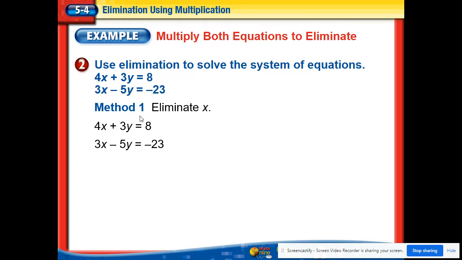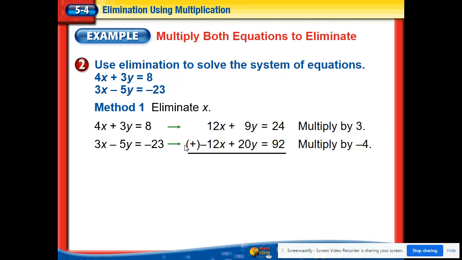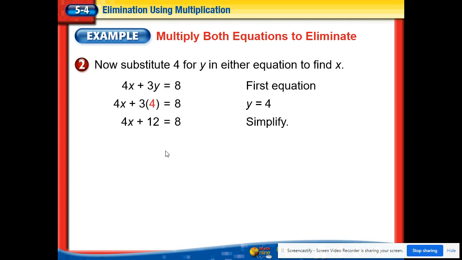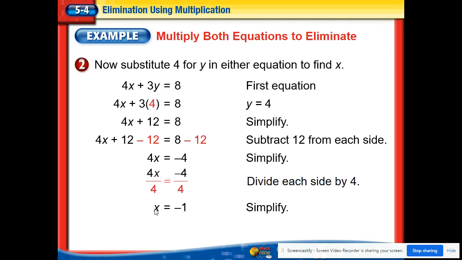So method 1 would be to eliminate the x's, and they're going to show you both methods here, just so that you can see that they're going to be the same. So if we're going to eliminate the x's, that's got to go to 12. What do I have to multiply the top one by? I have to multiply by 3. What do I multiply the bottom one by? 4 to get to 12. Again, one of them will need to be negative. So on the bottom here, I multiply by negative 4 to get negative 12, but it does work. When I do that, 29y equals 116, divide, y equals 4, substitute in, and you can follow the math here, and we get x equals negative 1.